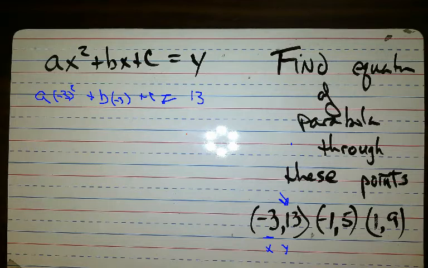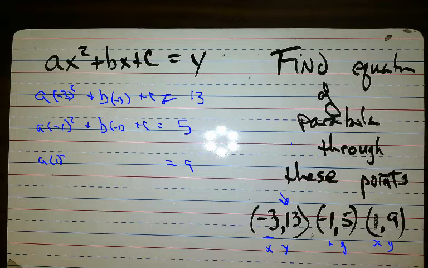What if I put -1 in? Well, then I would have a times -1 squared plus b times -1 plus c equals, what's the y value over here? Well, it's 5. So this is equal to 5. And then the last equation is going to use 1 and 9. So we know 9's the answer over here, and then a times 1 squared plus b times 1 plus c.